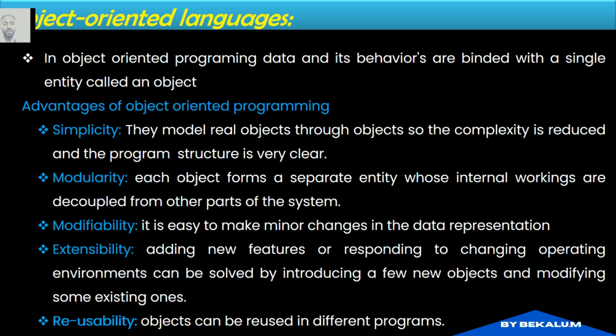The first one, they are simple. They model real objects through objects, so complexity is reduced and the program structure is very clear. The other, modularity: each object forms a separate entity whose internal workings are decoupled from other parts of the system. Every object has its own copy of variables, so it is modular because its internal working principles are decoupled within the objects which are instantiated from that class.